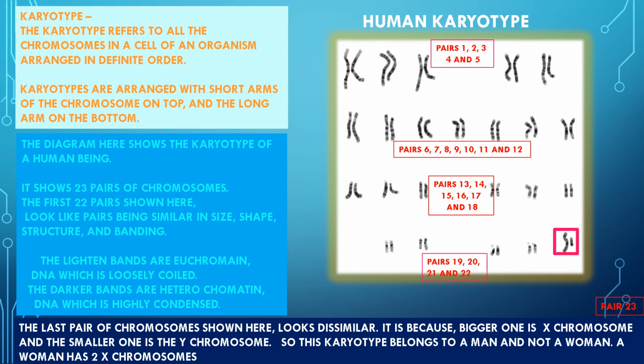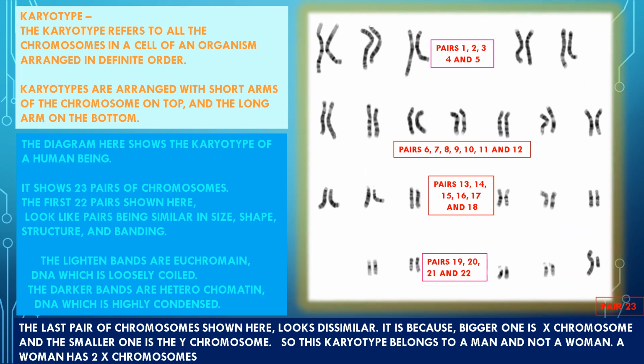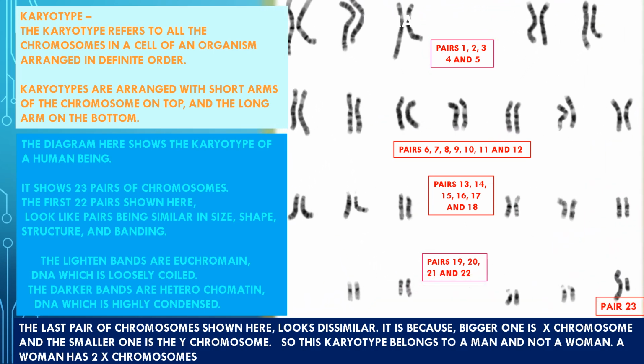Now here the diagram shows the karyotype of a human being. It shows you that we have 23 pairs of chromosomes. The first 22 pairs, they look like pairs because both the chromosomes in a pair are similar in size, shape as well as structure. How do you know they are similar in structure? You can see the banding in them. The lighter banding is because of the DNA which is loosely coiled, and that is called euchromatin, and the darker bands are due to heterochromatin, which are tightly condensed and coiled DNA. So the banding is also similar, so the structure is also similar.